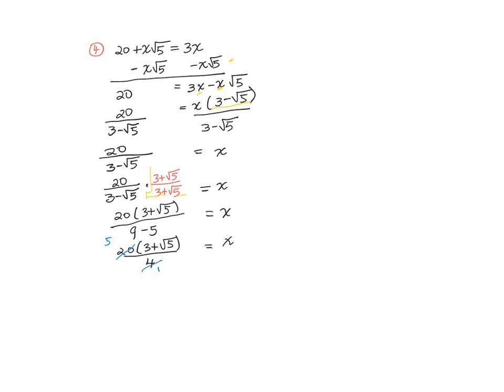Here's the conjugate. And I didn't multiply the top out, but the denominator is multiplied to 3 squared, which is 9, minus root 5 squared, which is 5, to here. And that gives us 4. The 4 divides into the 20, so the answer for x is 5 times 3 plus root 5, or we could write it as 15 plus 5 root 5. Either one is acceptable. So let's just put a box around our answers there.